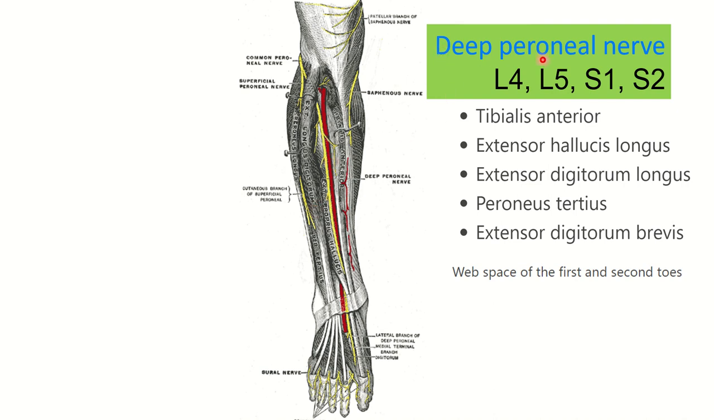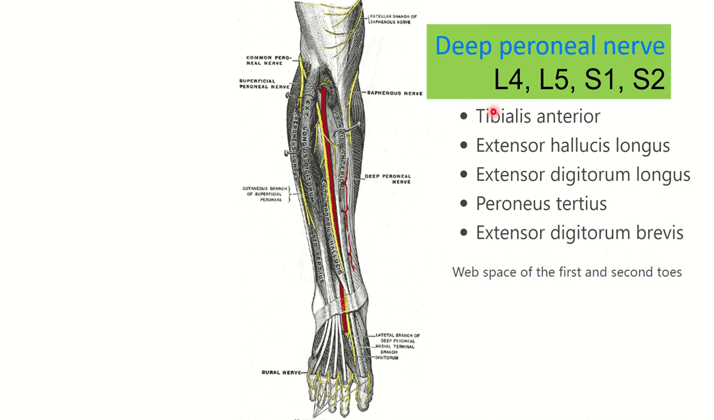We can see here the deep peroneal nerve, its root value is lumbar 4, lumbar 5, sacral 1, and sacral 2, and this supplies the following muscles: tibialis anterior, extensor hallucis longus, extensor digitorum longus, peroneus tertius, and extensor digitorum brevis. These are the motor supply.